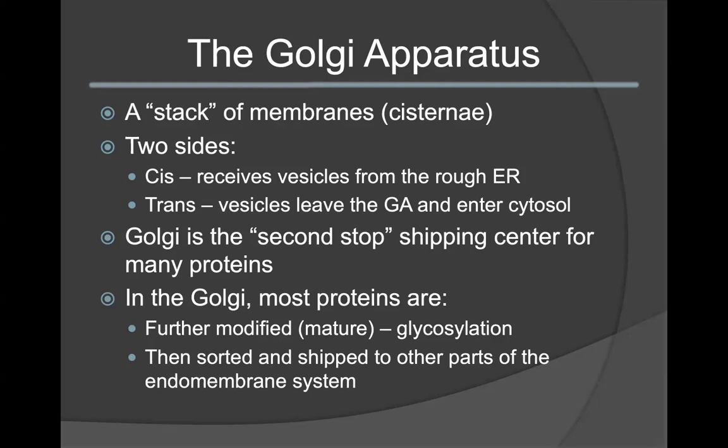In the Golgi apparatus, most proteins are further modified, meaning that they're fully folded and matured, and they may also undergo the process of glycosylation. This means that if you have a glycoprotein that needs to have a carbohydrate chain attached to it, this would occur in the Golgi apparatus. Once the protein is fully mature and modified, it will then be sorted and shipped to its final destination, such as other parts of the endomembrane system, like the plasma membrane or lysosome or peroxisome.